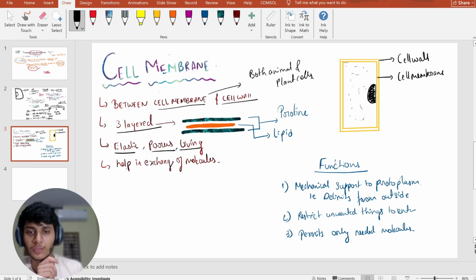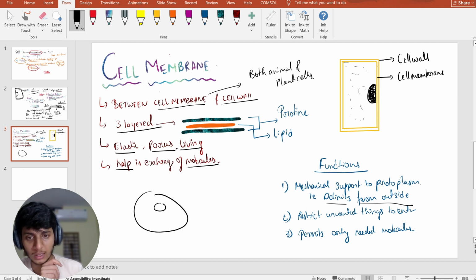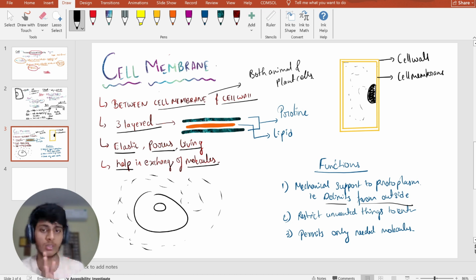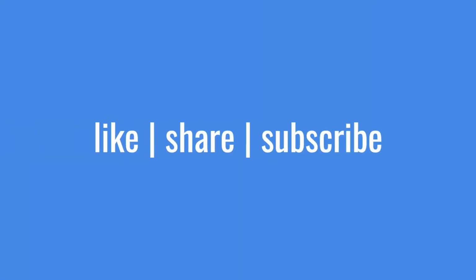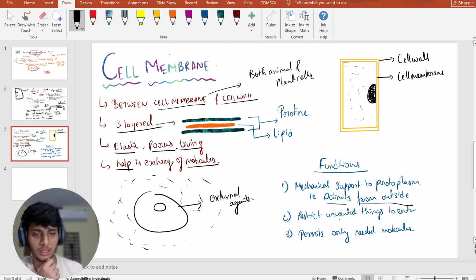Okay, and it helps in the exchange of molecules. Yes, see, this is why it is porous. Functions: mechanical support to protoplasm, that is, it delimits it from outside. A cell is surrounded by many different cells and materials, right? There are external agencies around it, but we don't want all of these to come inside the cell. The cell must be protected and it should hold its character. That's why the cell membrane protects the cell from external agents. It can be anything, unwanted materials, anything which is not required for the cell to function, and it restricts unwanted things from entering.